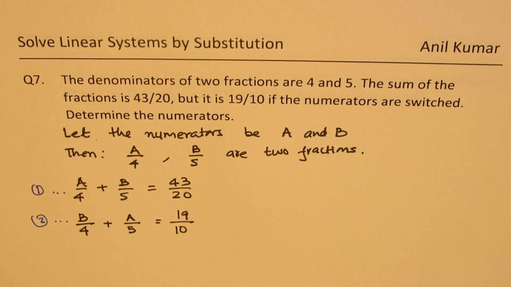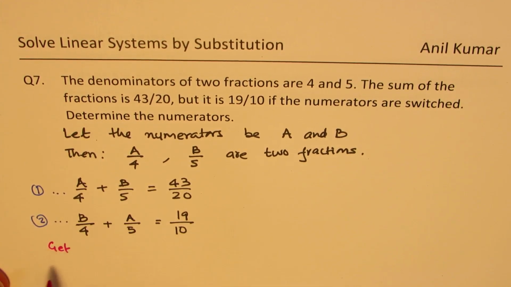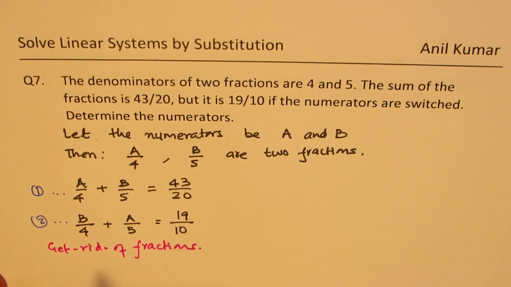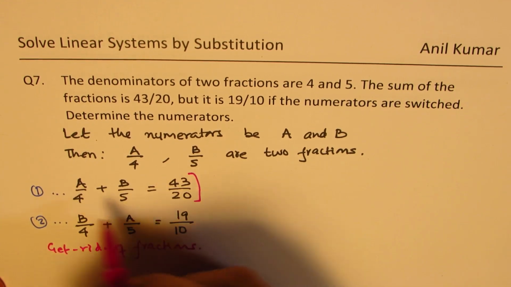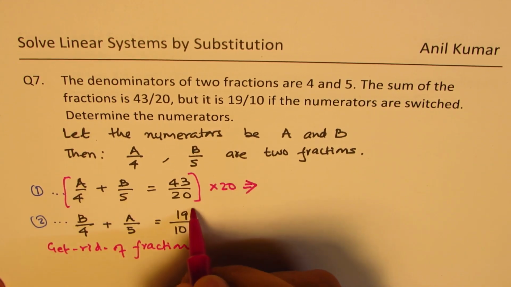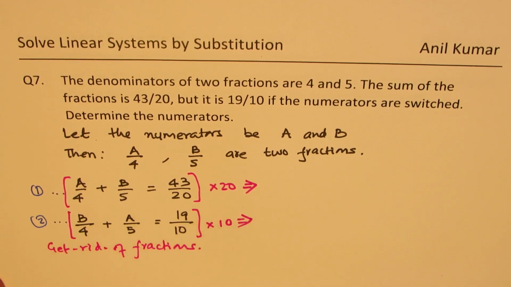Is that clear? Now, whenever you have fractions, it is a good policy to get rid of fractions. So the concept here is to get rid of fractions, in this case the denominators. How? We can multiply by the common denominator. So in the first equation, if I multiply the whole equation by 20, what do I get? And the second one, I'm going to multiply by 10 and see what we get.